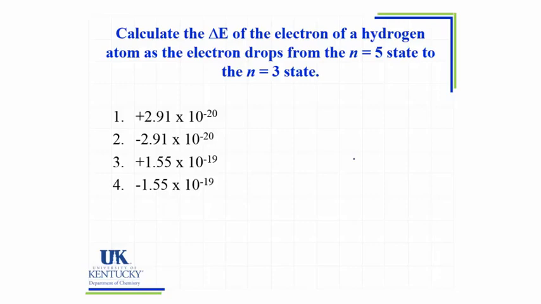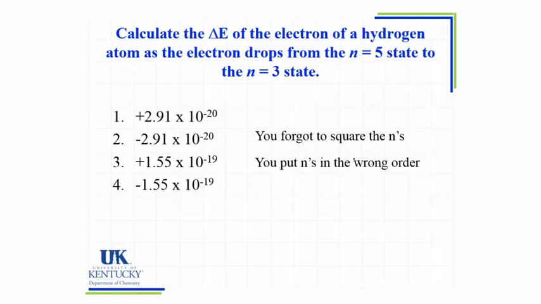Well, hopefully you selected your answer. If you selected this answer, number 2, then you forgot to square your n's. Don't forget that it is n squared. So your 5 has to be 25 and your 3 becomes 9. If you chose this one, then you either put them in the wrong order or you just dropped the minus sign. The electron is going from the n equals 5 down to the n equals 3. So it's losing energy. And when you decrease your amount of energy, it has to be negative. So the right answer is this.